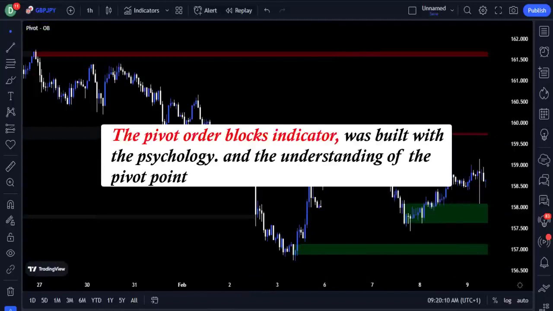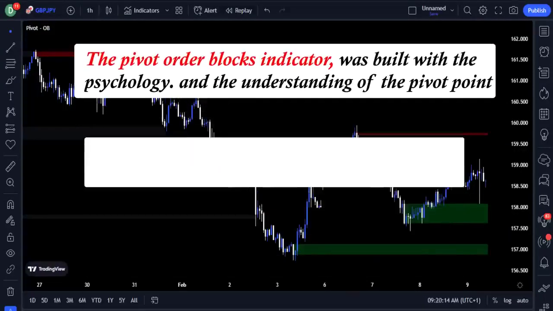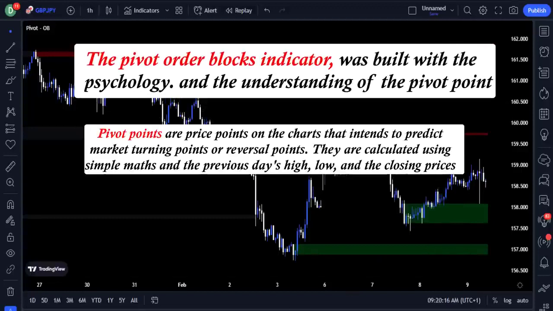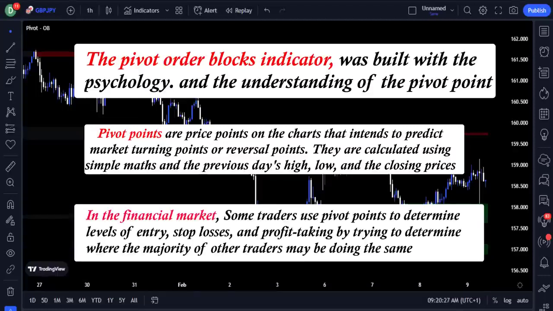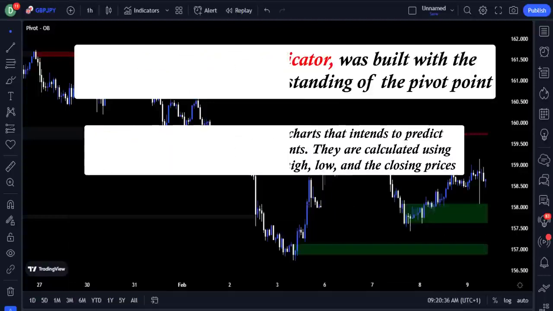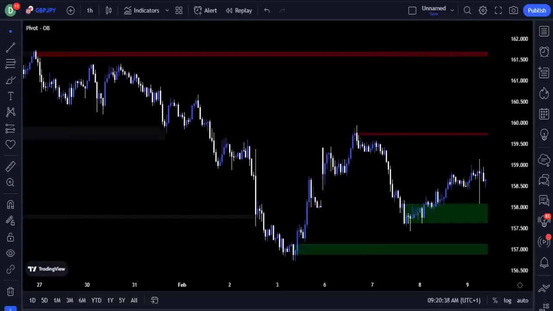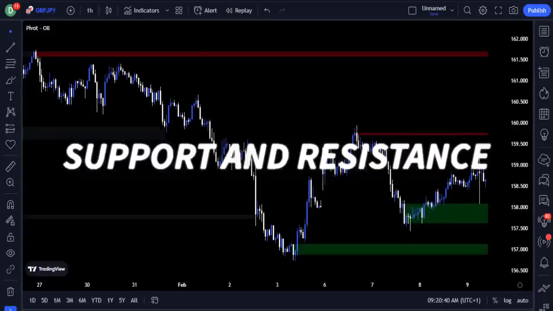The pivot order blocks indicator was built with the psychology and the understanding of the pivot point. And as you should know by now, pivot points are price points on the charts that intend to predict market turning points or reversal points. They are calculated using simple maths and the previous day's high, low, and closing prices. In the financial market, some day traders use pivot points to determine levels of entry, stop losses, and profit taking, by trying to determine where the majority of other traders may be doing the same. This works because pivot points provide the trader with classic levels of support and resistance.